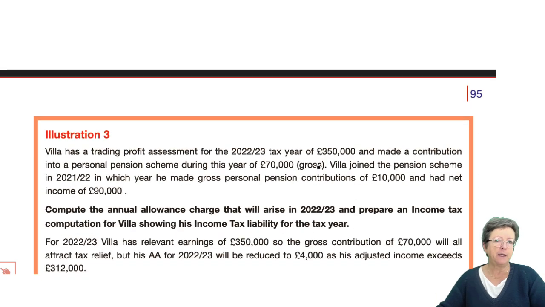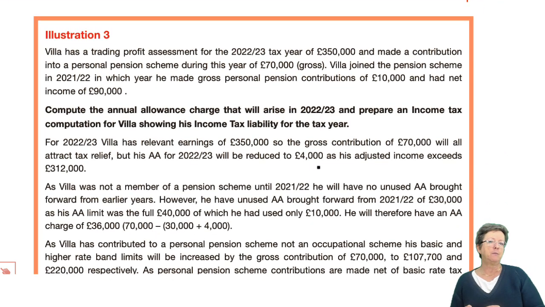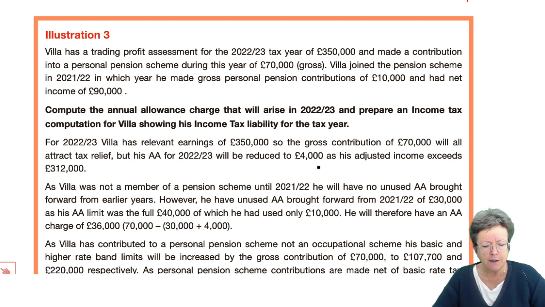because, I have to say, pensions are not the easiest thing in the world to understand and get your head around. So an illustration's better sometimes than an exam question or an example, because you get to look at both sides of the question and the answer, and kind of figure out what's going on. So Velia has a trading profit assessment for 22-23 of 350,000, and made a contribution into the pension scheme of £70,000. Velia joined the pension scheme in 21-22, in which year he made gross pension contributions of 10,000 and had net income of 90. Work out the annual allowance charge that will arise in 22-23 and prepare an income tax computation showing his income tax liability for the year.